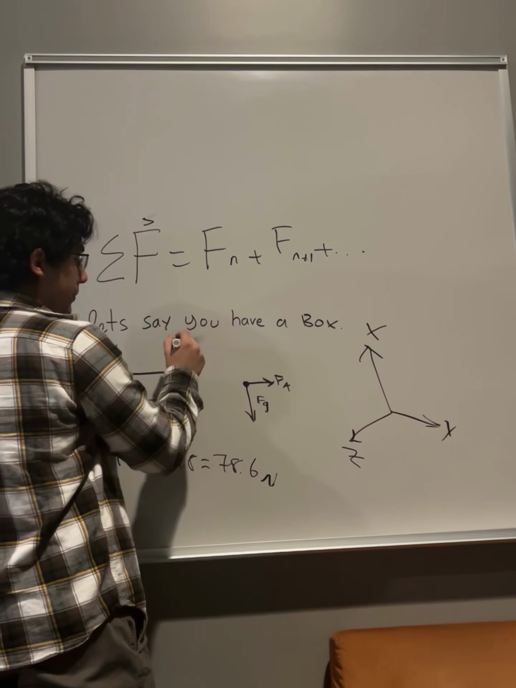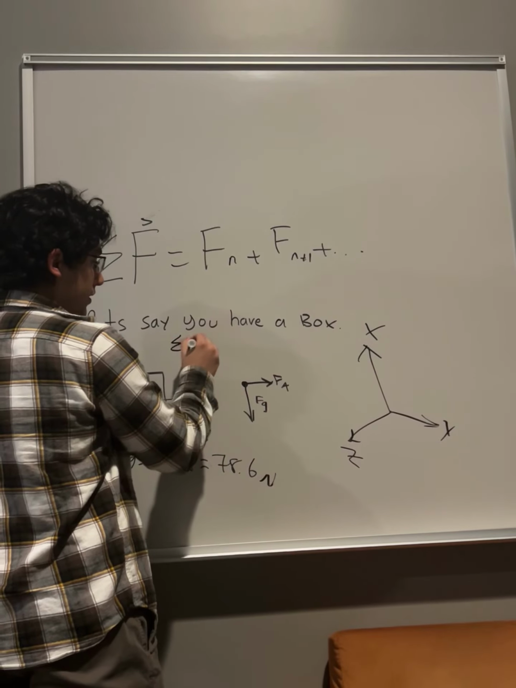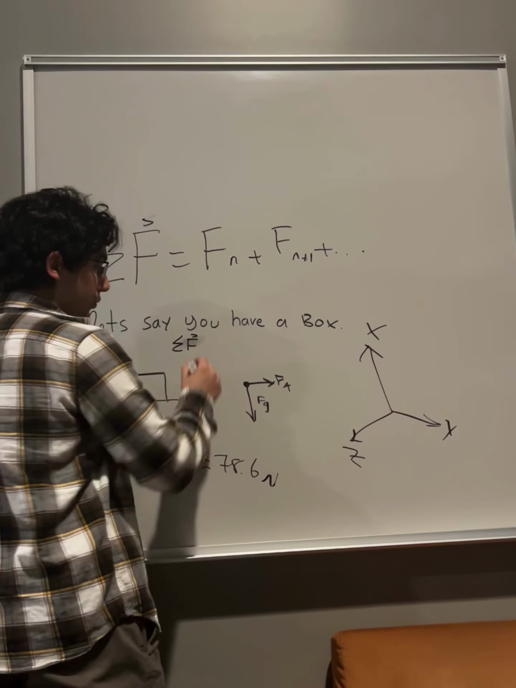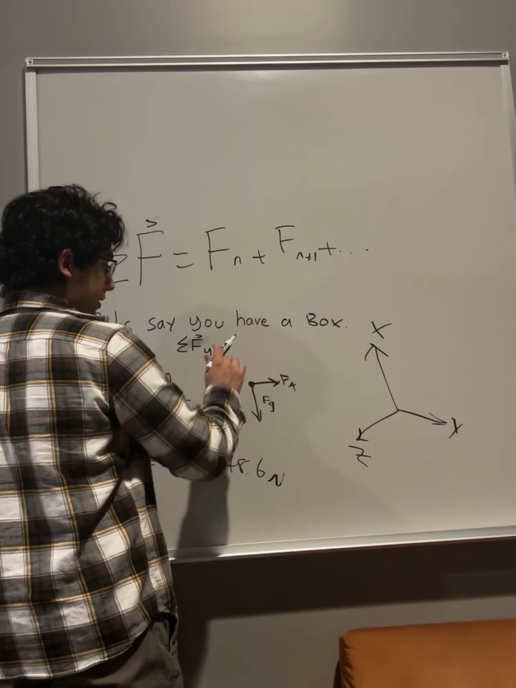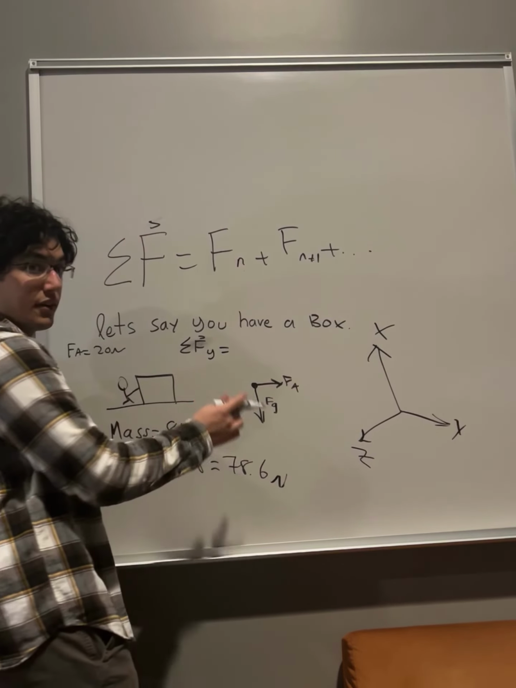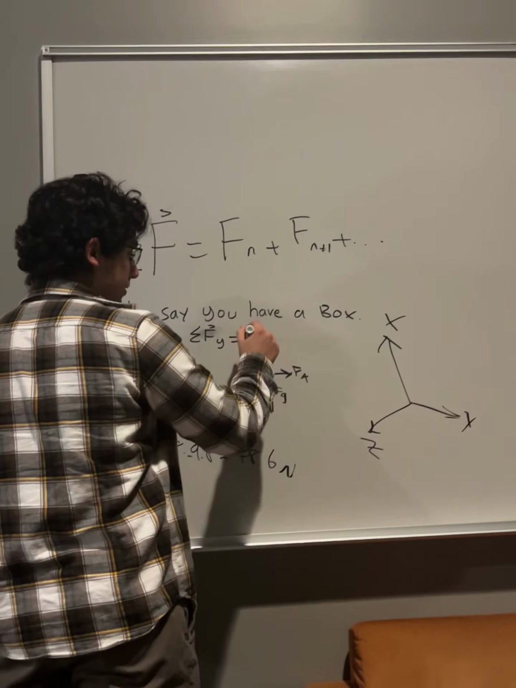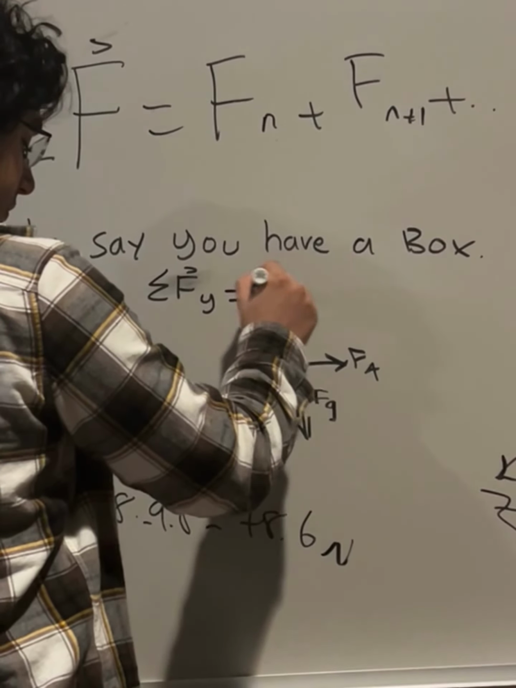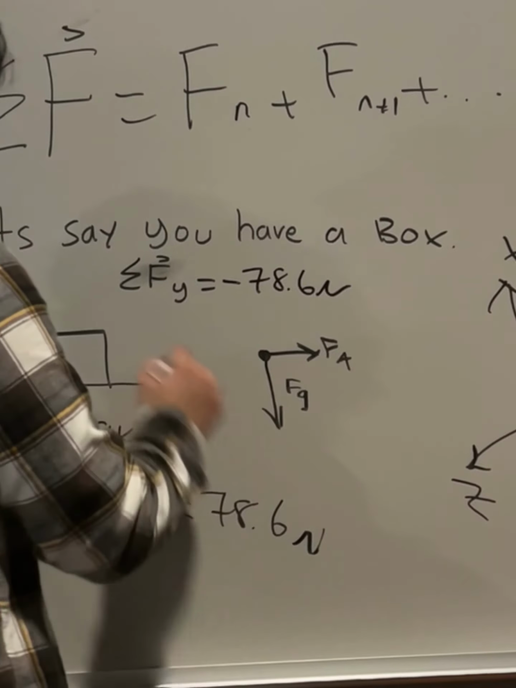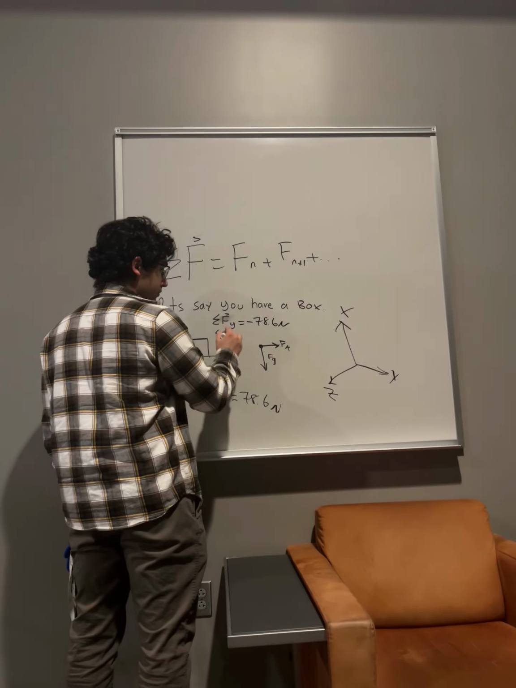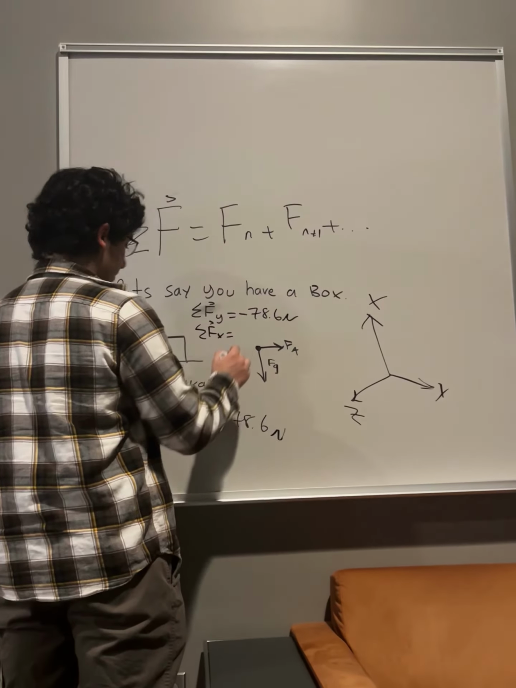So here's the formula. The forces in the y direction is going to equal negative 78.6 newtons. And the forces in the x direction is going to equal 20 newtons.